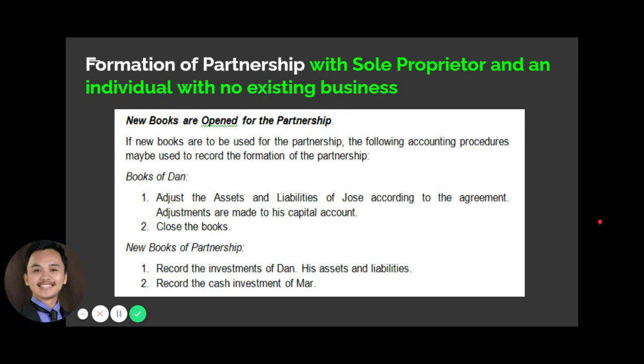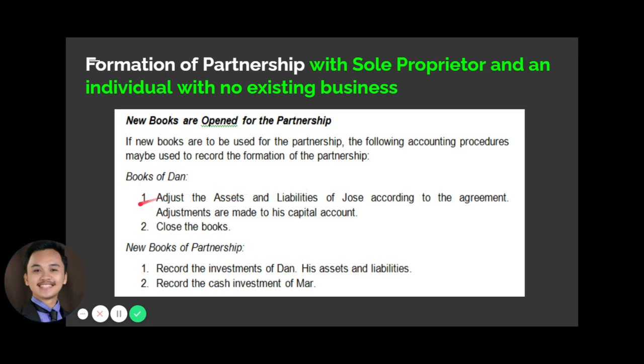So, meaning, in our previous example with Dan, we just continued Dan's books. We did not close Dan's books, because the partnership simply assumed Dan's business. But here, new books are opened for the partnership, meaning the books of the existing business are closed before opening books for the new partnership. So, if new books are to be used for the partnership, the following accounting procedures may be used to record the formation of the partnership.